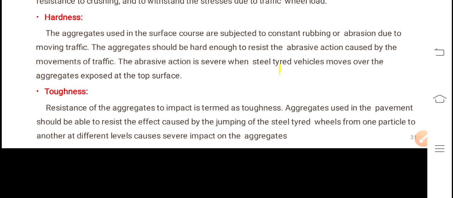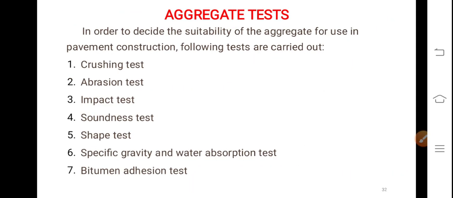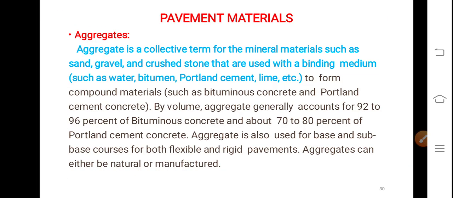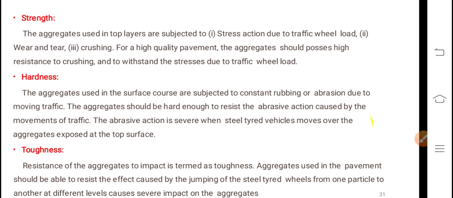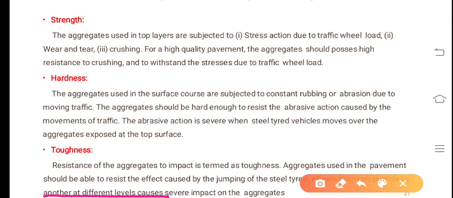Aggregates which are used in the pavement should be able to resist the effect caused by the jumping of the wheel tire from one particle to another at different levels. I said elevation, it is nothing but level. It causes severe impact on the aggregates that should be resisted by the material. That's why these are important properties.